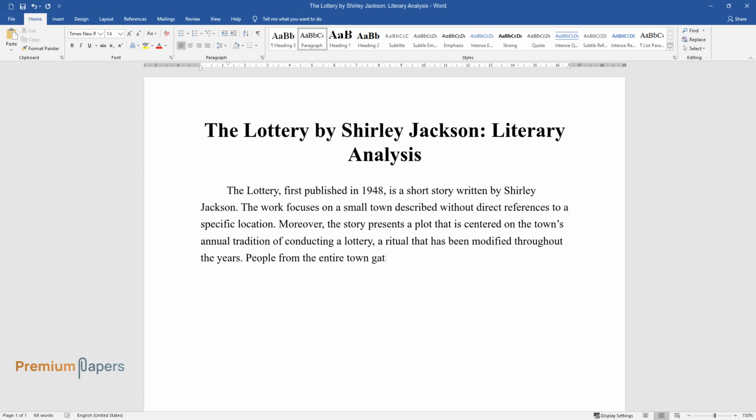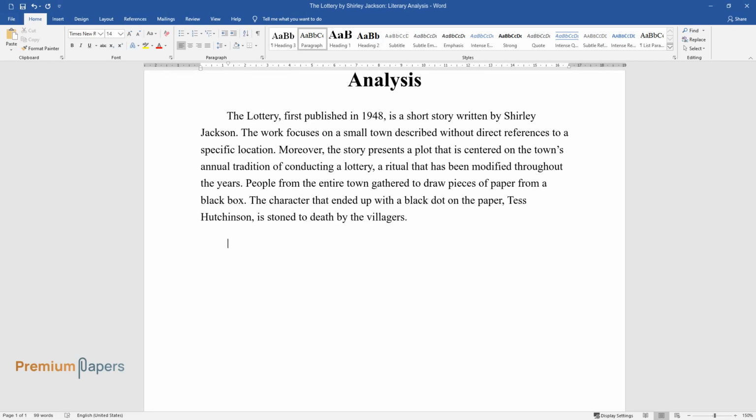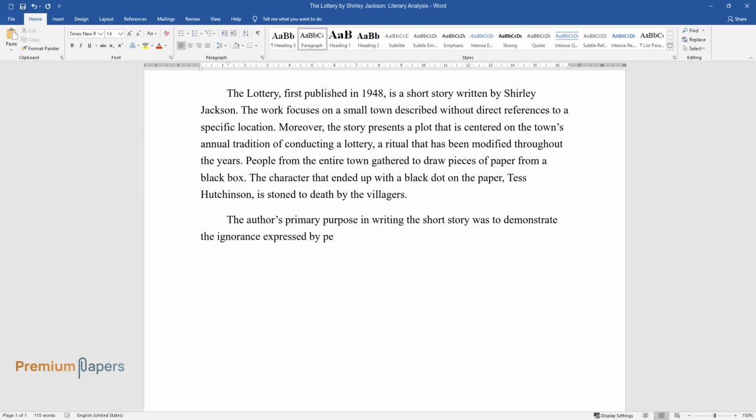People from the entire town gathered to draw pieces of paper from a black box. The character that ended up with a black dot on the paper, Tess Hutchinson, is stoned to death by the villagers. The author's primary purpose in writing the short story was to demonstrate the ignorance expressed by people while blindly conforming to such rituals or traditions.